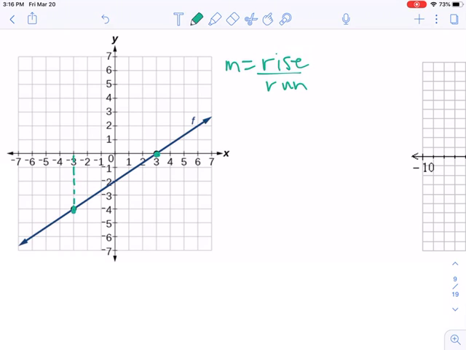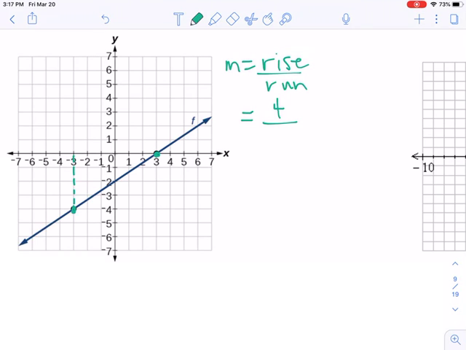So the left point is here, and we can see that I had to go up 1, 2, 3, 4 squares to get to the top point's height. Now, the reason that's a positive 4 is because we went up. If I was going down, it would have been negative 4.